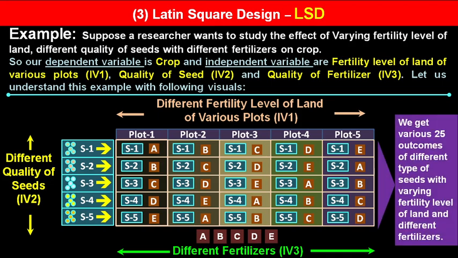Then we get various 25 outcomes of different types of seeds with varying fertility levels of land and different fertilizers.